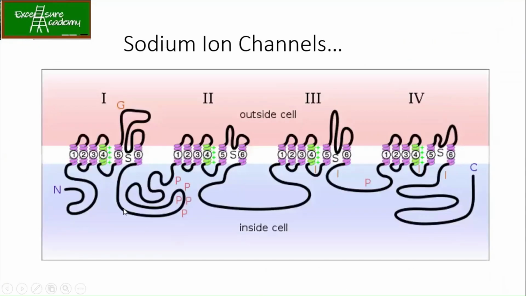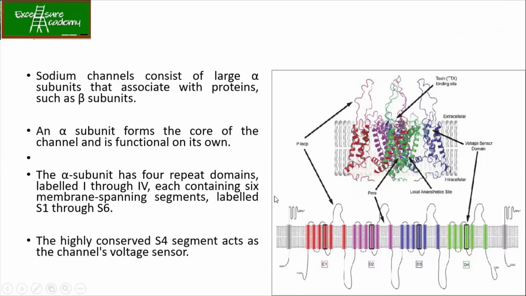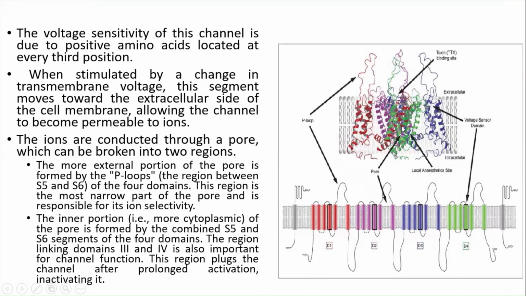I'll just go to the previous figure. In this figure, can you see the fourth one is shown as positively charged? This one acts as the sensor for the voltage. That is your channel's voltage sensor. So just remember, segment 4 acts as the sensor of the channel. The voltage sensitivity of this channel is due to the positive amino acids located at every third position.